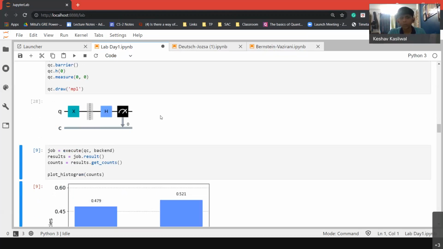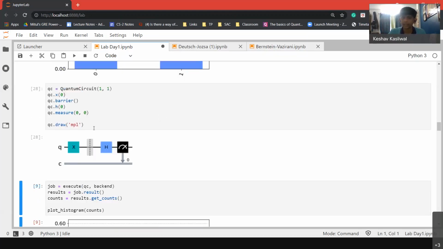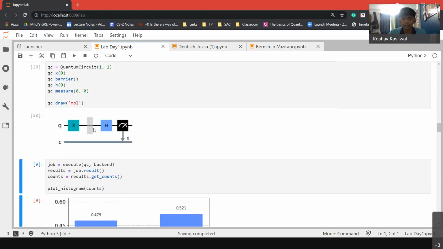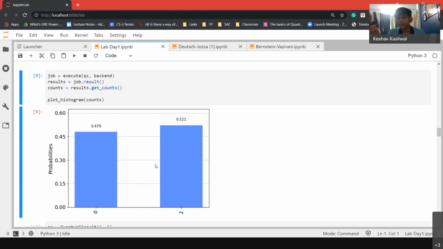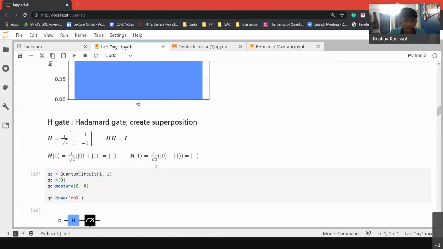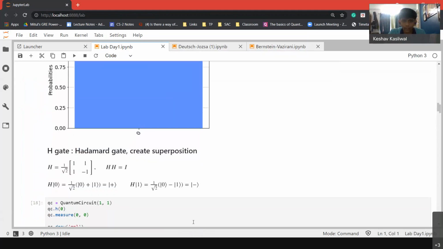Now the probability graph for the minus state, that is 1 by root 2 times 0 minus 1, is the same, because even if there's a negative sign over here, I'll show you the state over here as well. Yeah, it's here. Even if there is a negative sign, the probability would still be the square of the mod, right?